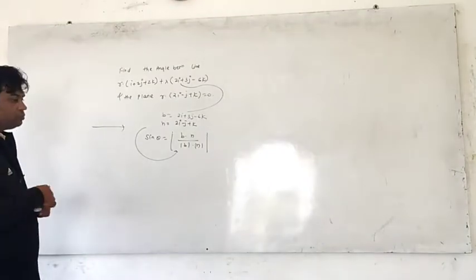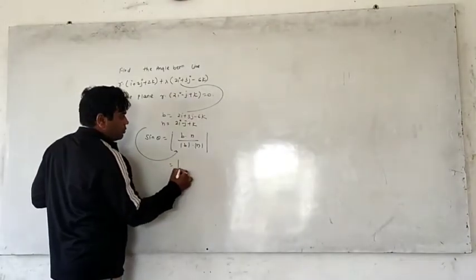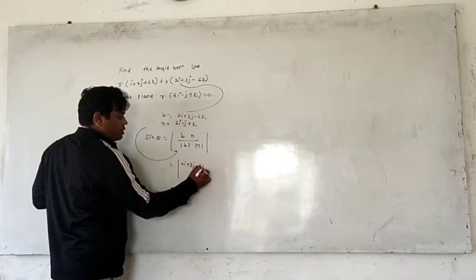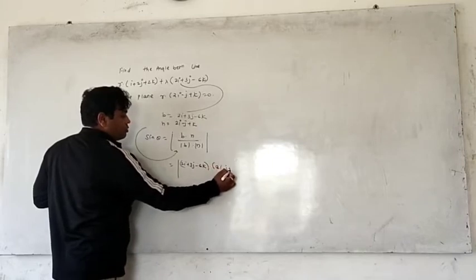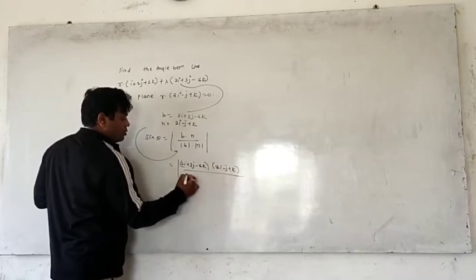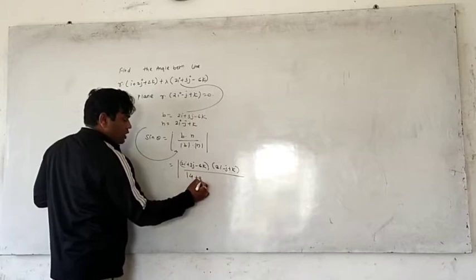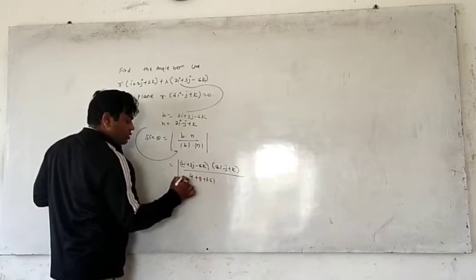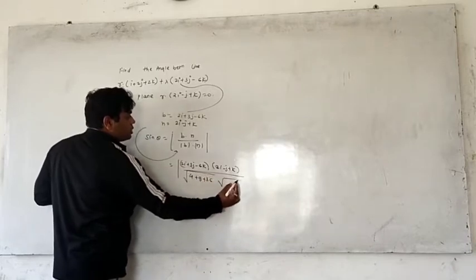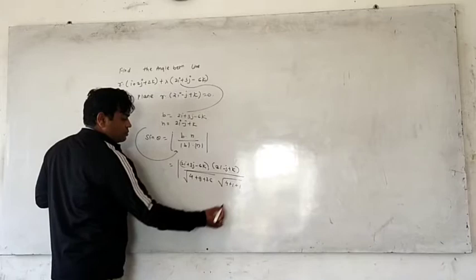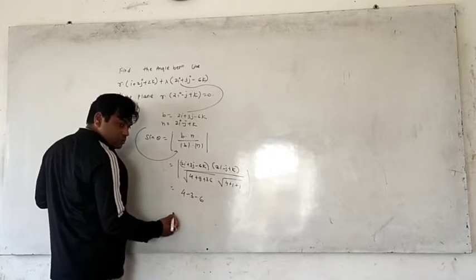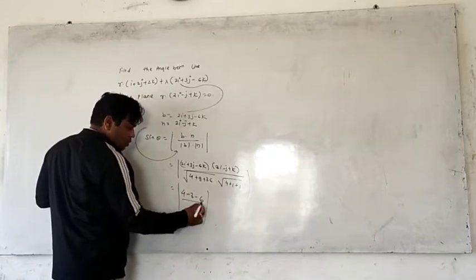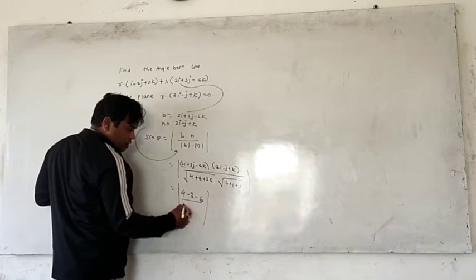So, let's see. b dot n is 2i plus 3j minus 6k dotted with n. Mod of b is the square root of 4 plus 9 plus 36. Mod of n is the square root of 4 plus 1 plus 1. So sin theta is equal to 5 upon square root of 49 into square root of 6.